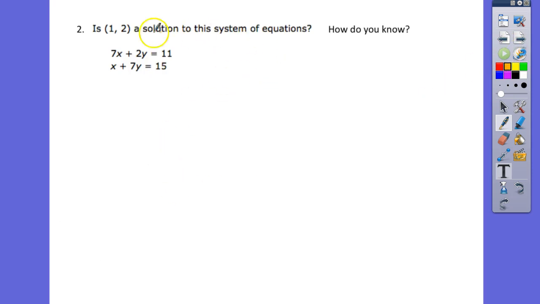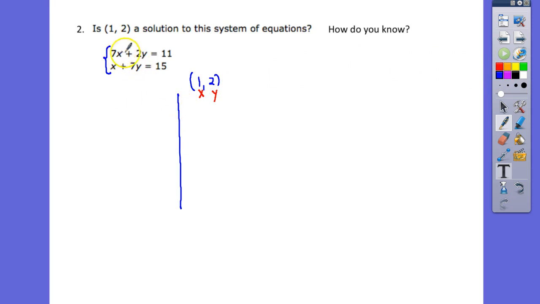All right, problem number 2. So again, this is the same thing. You are given a system. They're asking you if this point is a solution to that system. Again, for a point to be a solution, that means when you plug it in, it will work. So let's try that. Let's plug it in. We're testing 1, 2. We know the first number, that's your x coordinate. The second is your y.